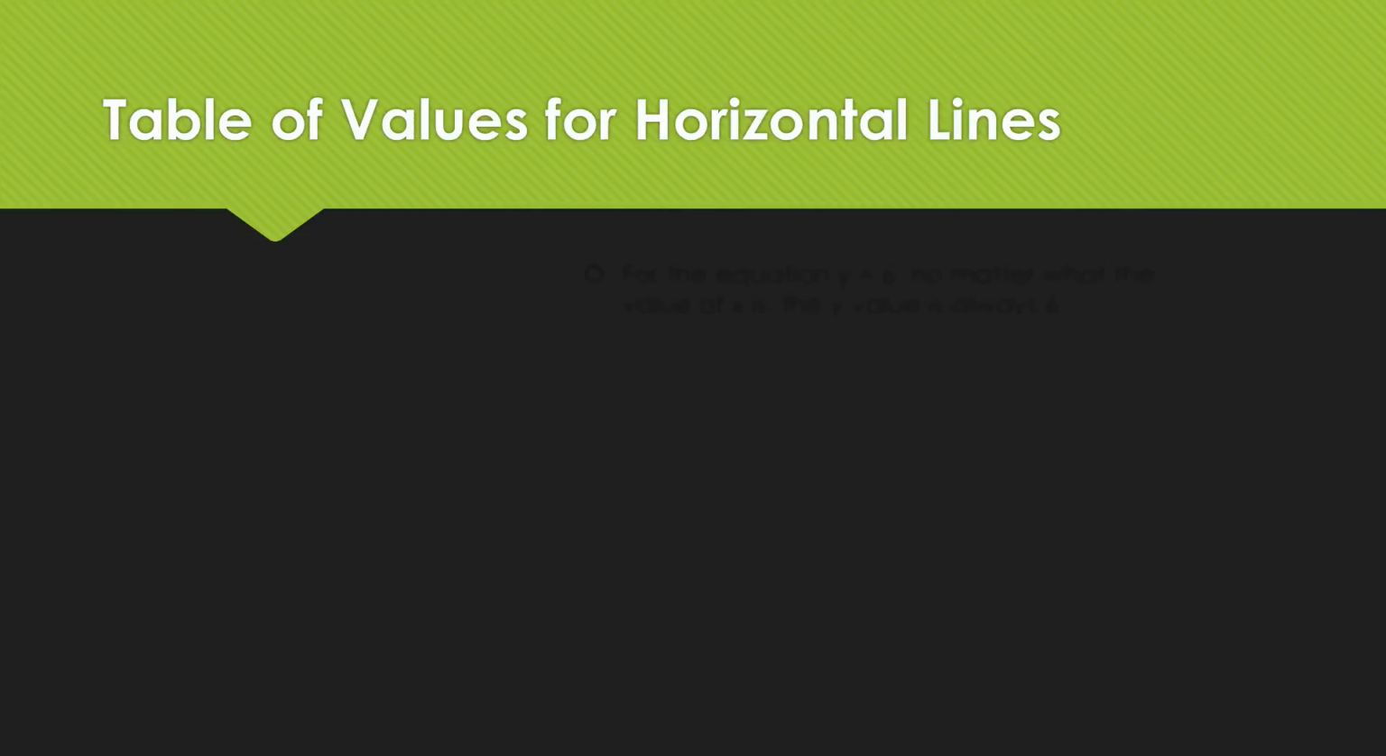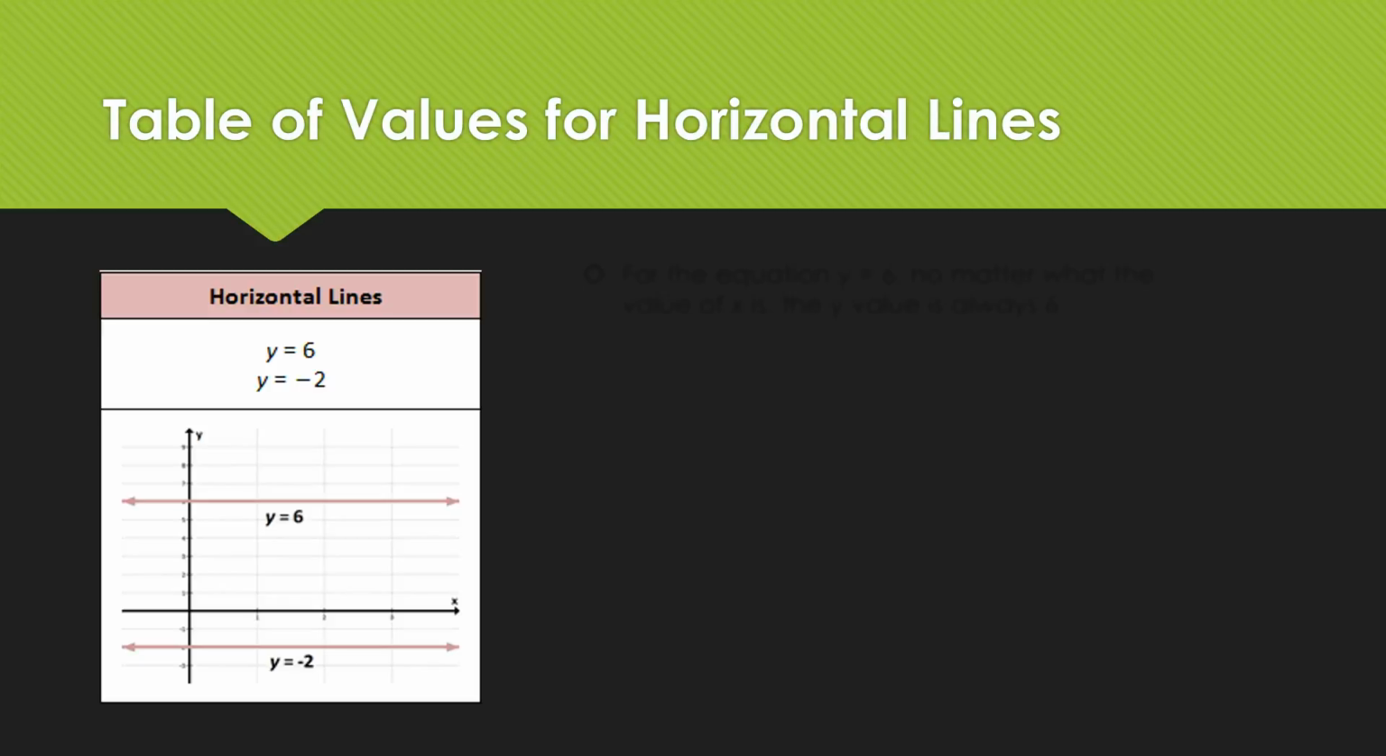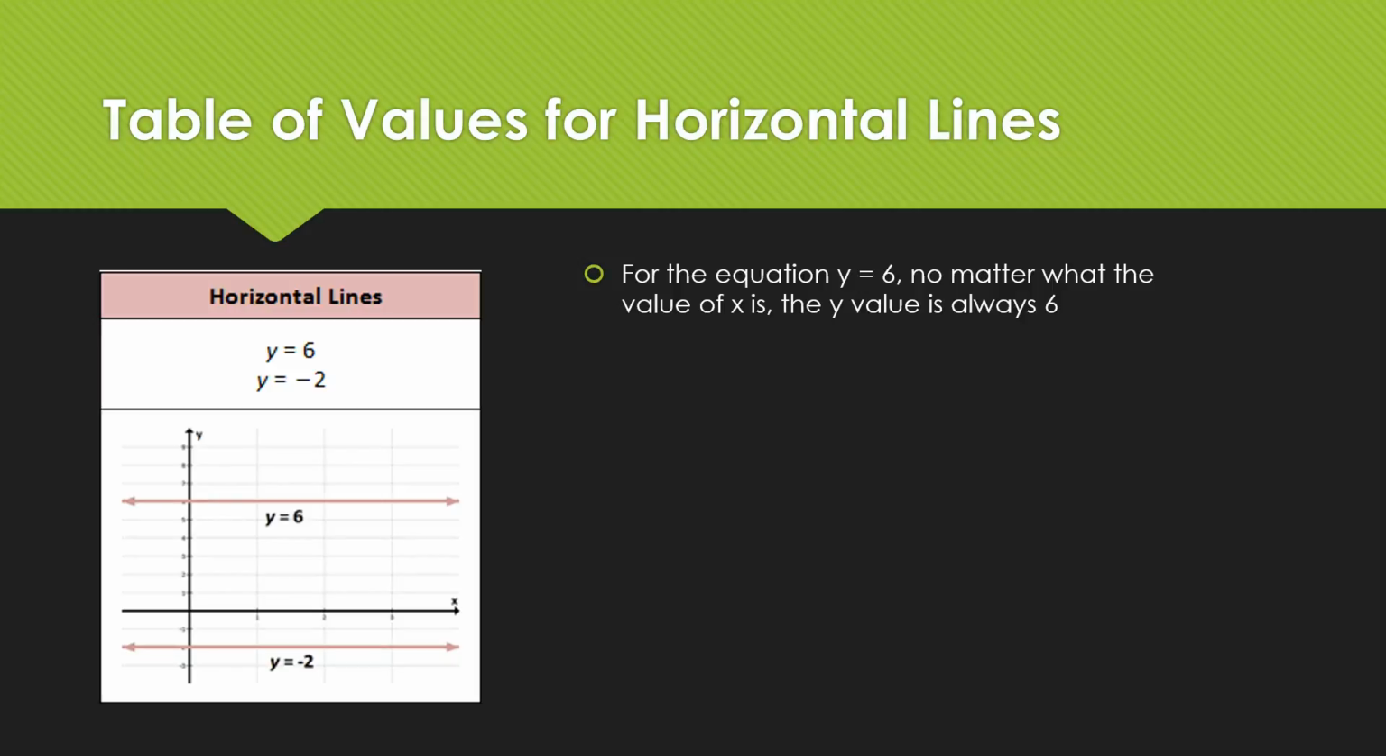The reason for this is when we look at tables of values for these lines. First for horizontal lines, we're going to look at the equation y equals 6. No matter what the value of x, this is basically saying y is 6. It's like when your kid is asking you a question over and over again, and no matter what the question is, the answer is no. The same thing here, no matter what, the y value is 6.